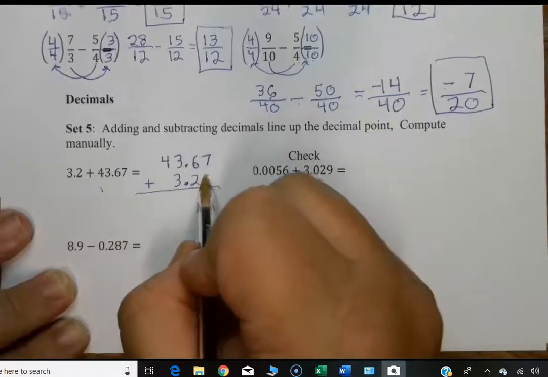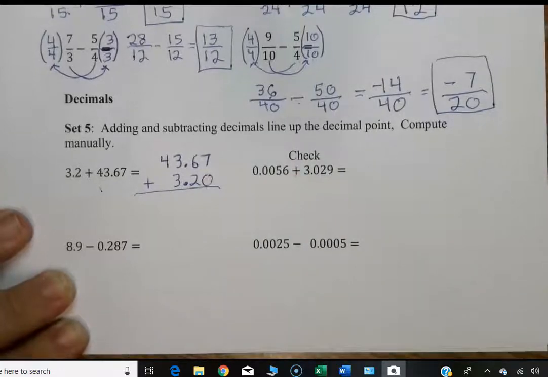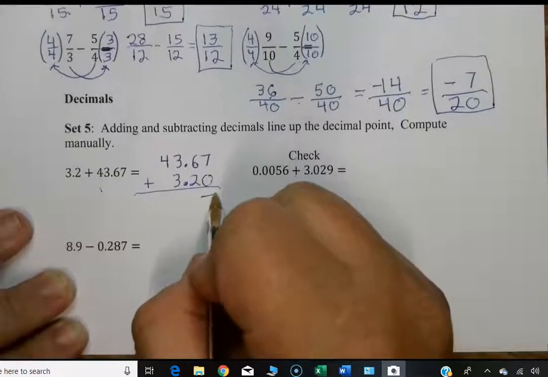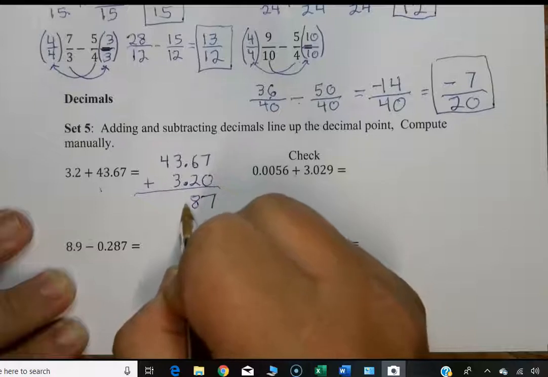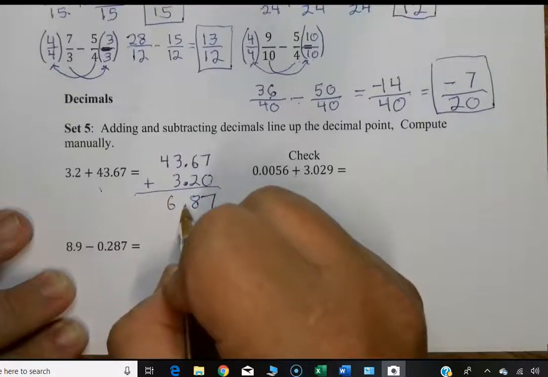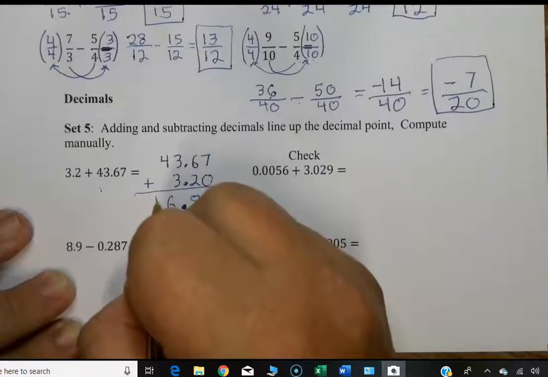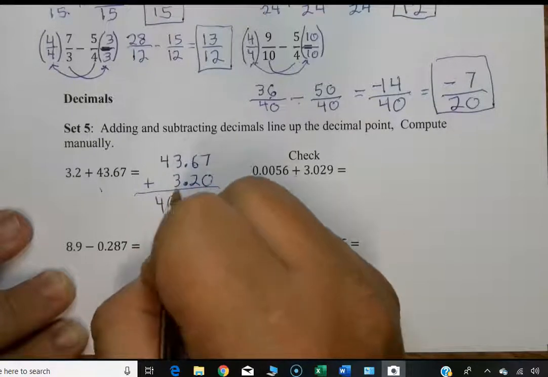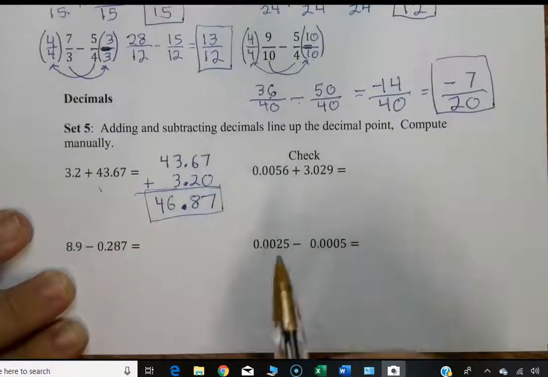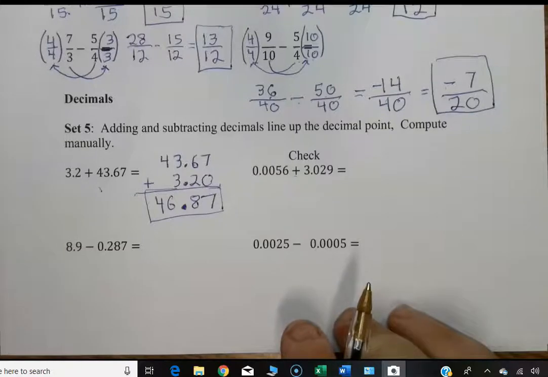This empty space here, if you want, you can put a 0 there. And now you add. And you get 7 and 8 and 6, that's bigger, and 4. Okay, and that's your answer. All right. Okay.